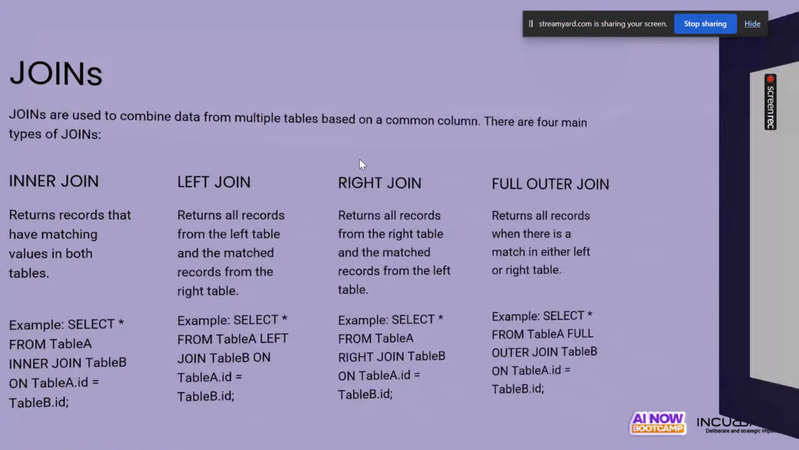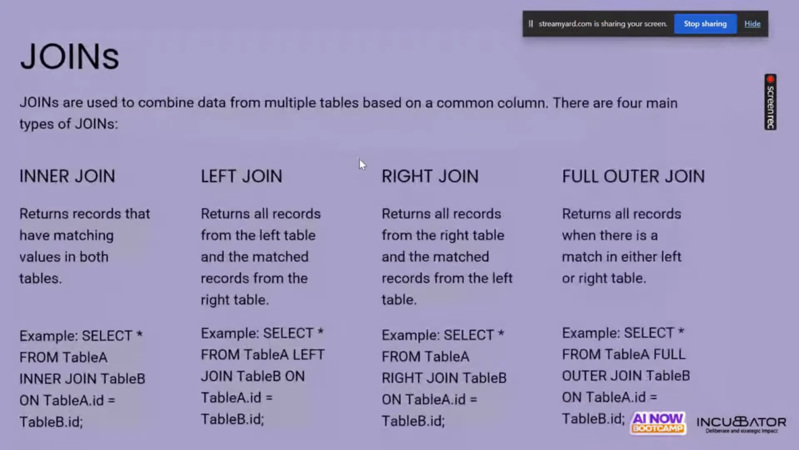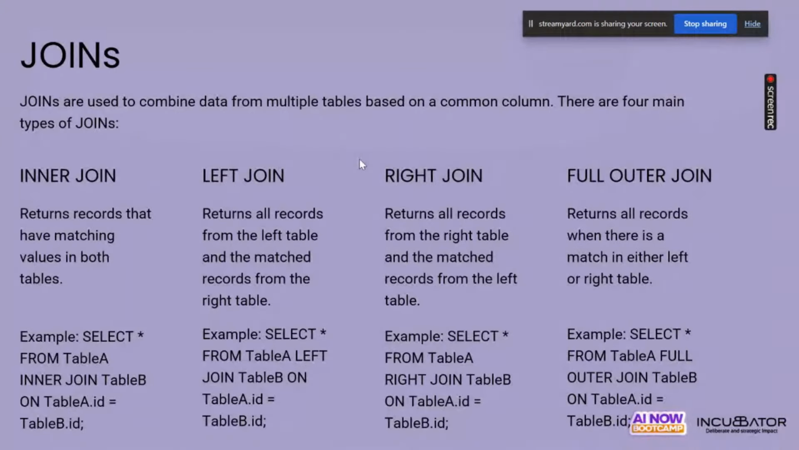So joins are used to combine data from multiple tables based on the common columns. And how many types of join do we have? I think we have about 6 types of join, but for our class, we'll just focus on 4 types: the inner join, the left join, the right join, and the full outer join. We also have the Cartesian join and the cross join, but we'll just focus on these 4.